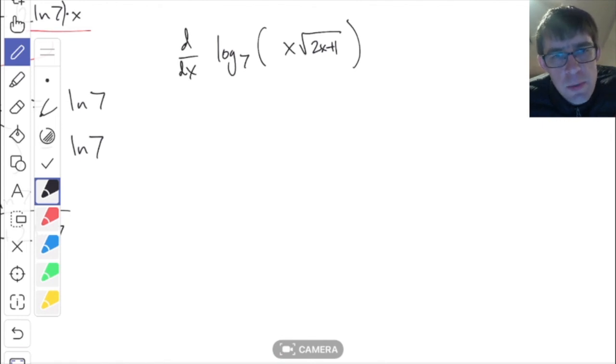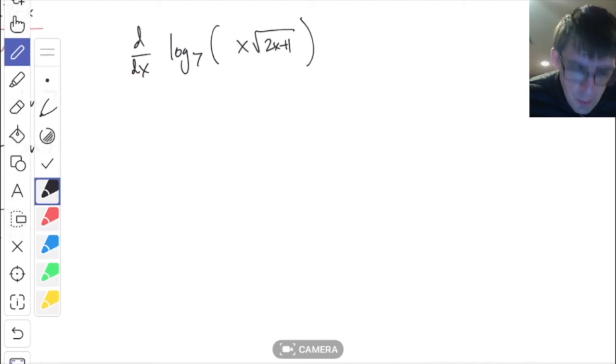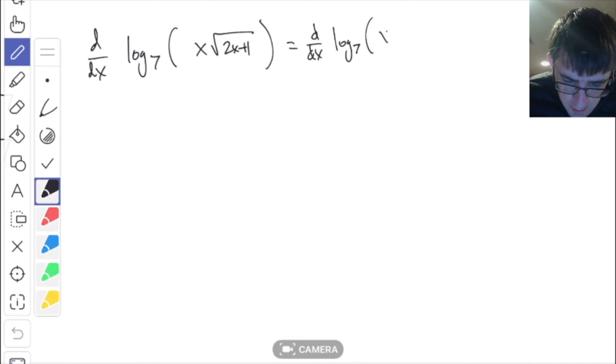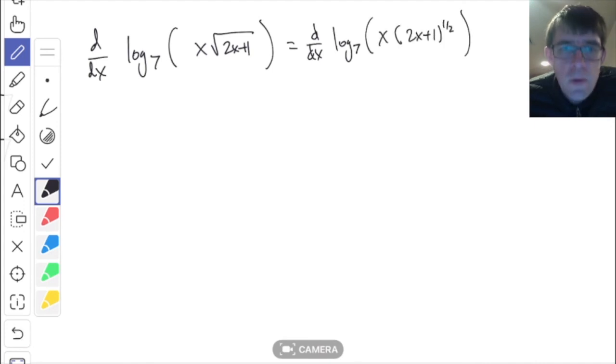One thing you should always do, at least in your mind, you don't have to write this as a step unless you want to, use a 1/2 power in place of the square root. That's always preferable in this class. So this is the same. I'm not doing the derivative yet. I'm just rewriting it like so.